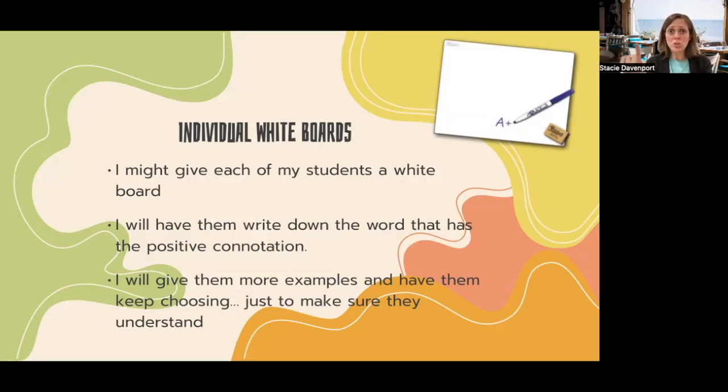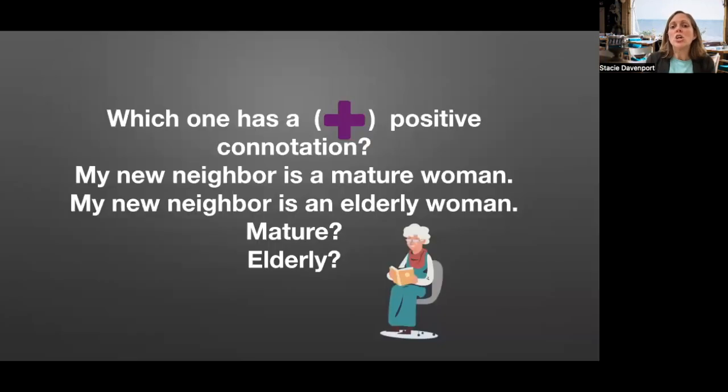So they can use the word challenge. They can use the word house, right? I just want them to hold it up. And then I'm going to give them more examples and have them keep choosing. So here are some more examples. I'm going to say, my new neighbor is a mature woman. My new neighbor is an elderly woman. Which one has a positive connotation? And they're going to write down either mature or elderly, and they're going to hold it up. And I'm going to look and I'm going to know who's answering what and who's understanding and who's not understanding.